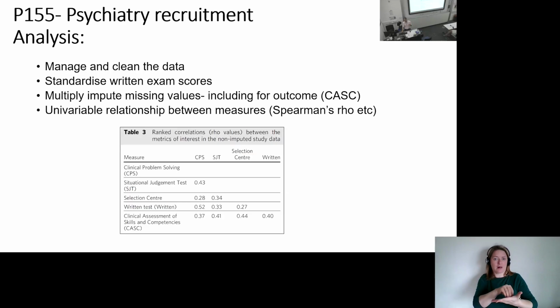You might start off, we started off doing some univariable relationships. Again, you can look at the paper, which is published now in British Journal of Psychiatry Bulletin.